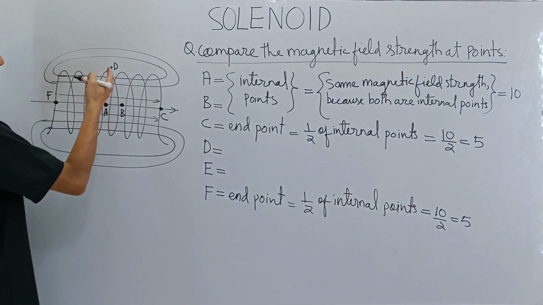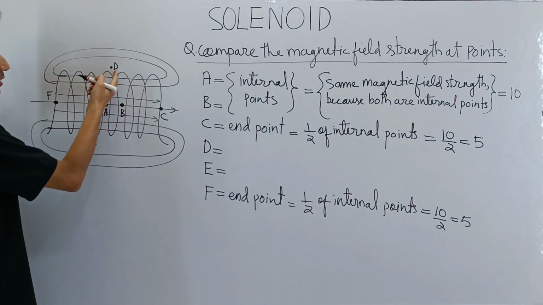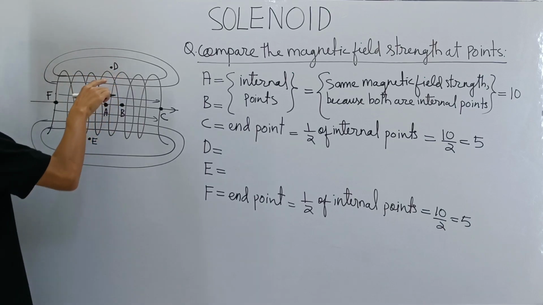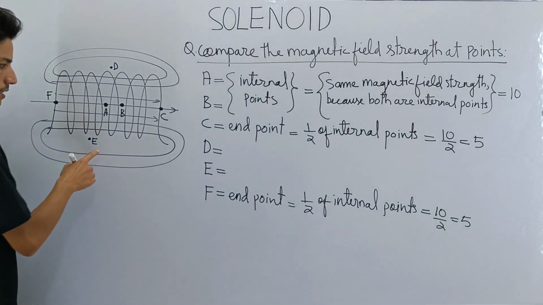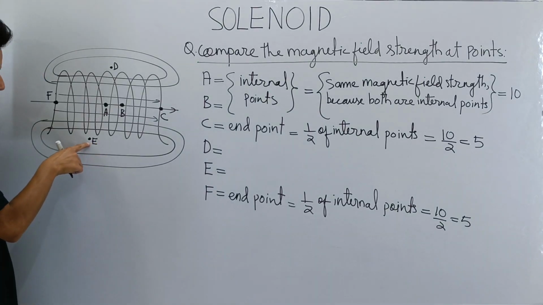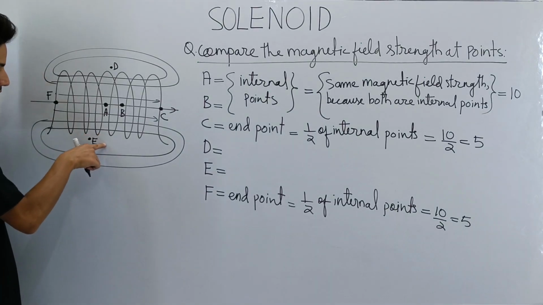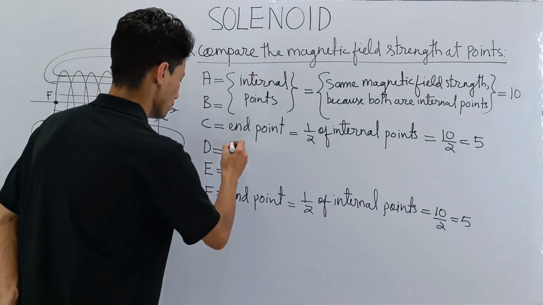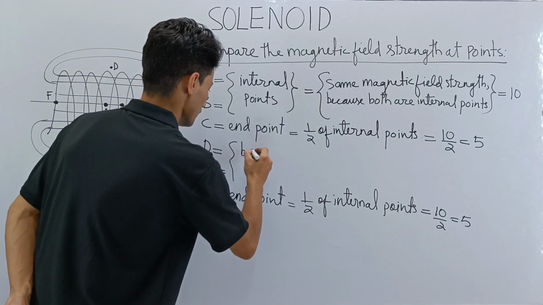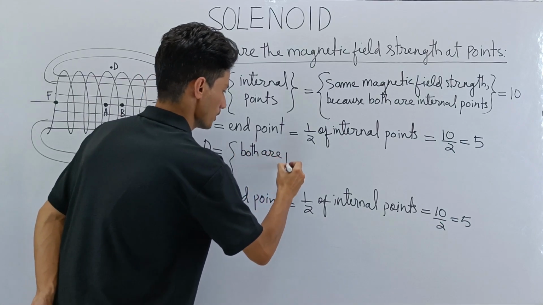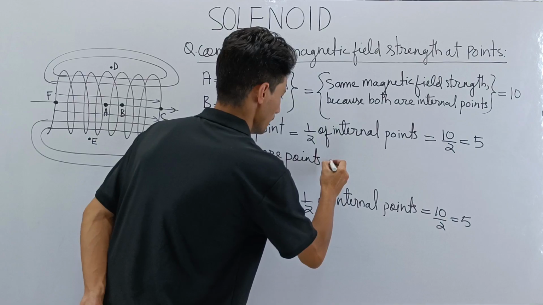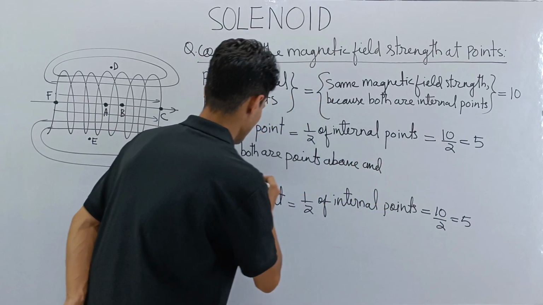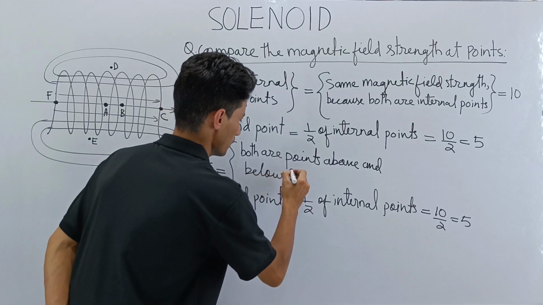Then let's go to D. So D is here. Now D is a point above the solenoid. And similarly, look at point E. Point E is below the solenoid. Point D is above the solenoid, point E is below the solenoid. So both points D and E are points above and below the solenoid.